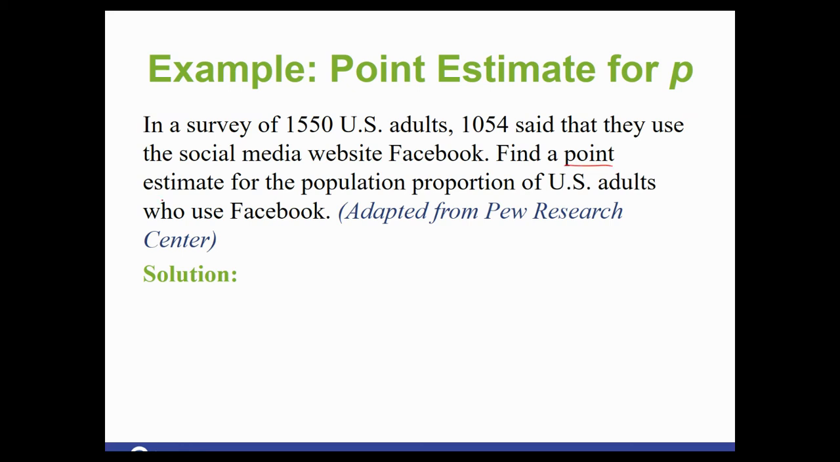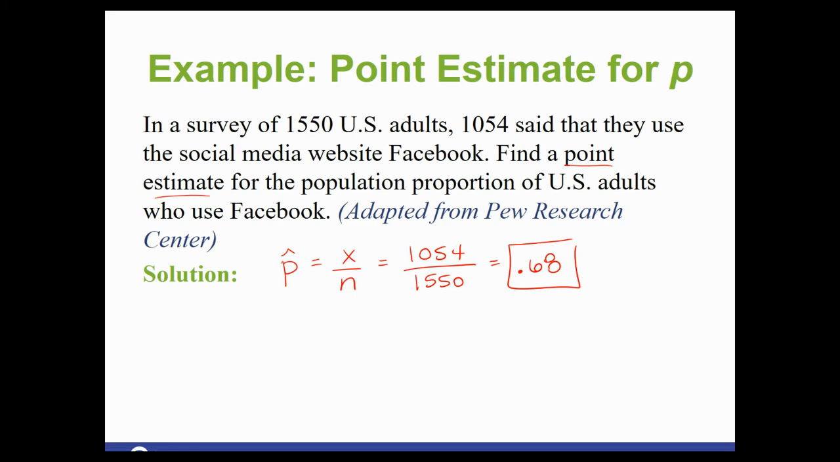So point estimate means we're looking for p hat, x over n. So x is the number of successes, the people that do like to use Facebook, so 1,054 over your total sample size, 1,550. When we divide that, we get 0.68. This is what they're after.